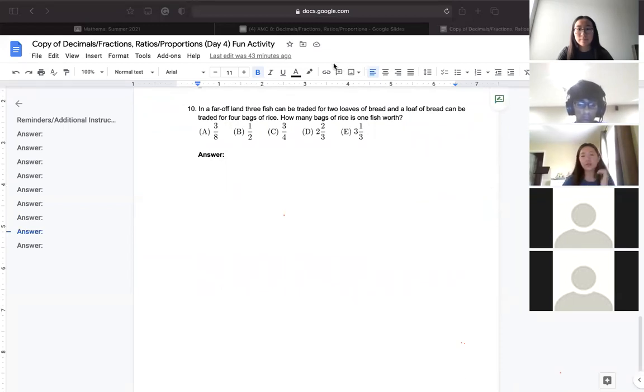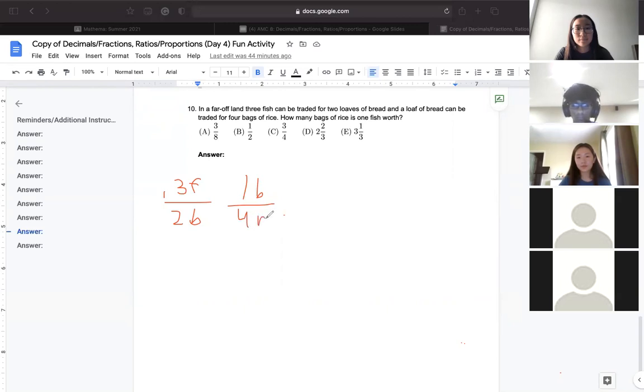Okay, so our last question was this. In a far-off land, 3 fish can be traded for 2 loaves of bread, and a loaf of bread can be traded for 4 bags of rice. How many bags of rice is 1 fish worth? So first we can set up ratios. So 3 fish can be traded for 2 loaves of bread, and 1 loaf of bread can be traded for 4 bags of rice. So how many bags of rice is 1 fish worth?